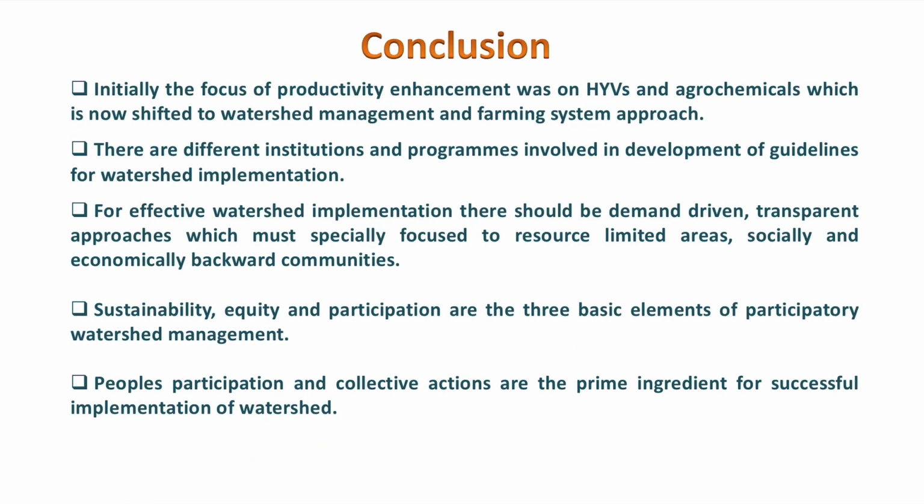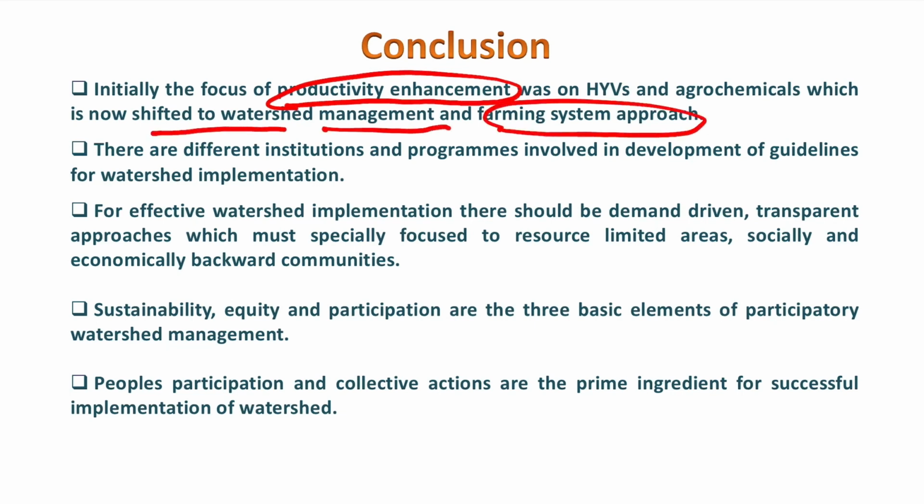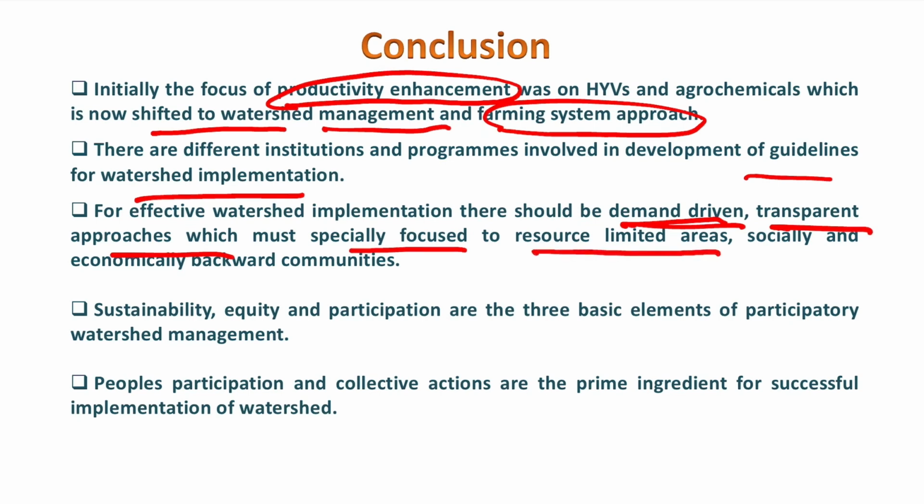Initially the focus of watershed was productivity enhancement, but it has now shifted to watershed management and a farming system approach. There are different institutions and programs involved in the development of guidelines for watershed implementation. For effective watershed implementation, there should be a demand-driven, transparent approach which must specially focus on resource-limited areas and socially and economically backward communities. Always we should look into the root zone of the problem.